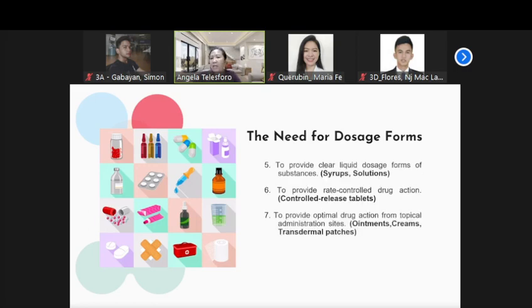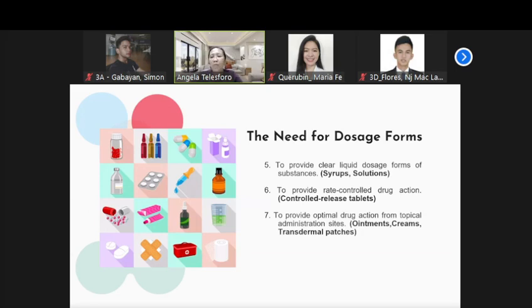Another is to provide clear liquid dosage forms of substances. Like solutions, like our parenteral. Can you imagine being tagaan kag dextrose, unya ang color is dili siya clear, no? Usually they are clear, no colored. Usually naay colored solutions lang if we add something into the preparation. Depende sa case ng pasyente. But these parenteral preparations, large volume parenterals are colorless in nature and they should be clear.